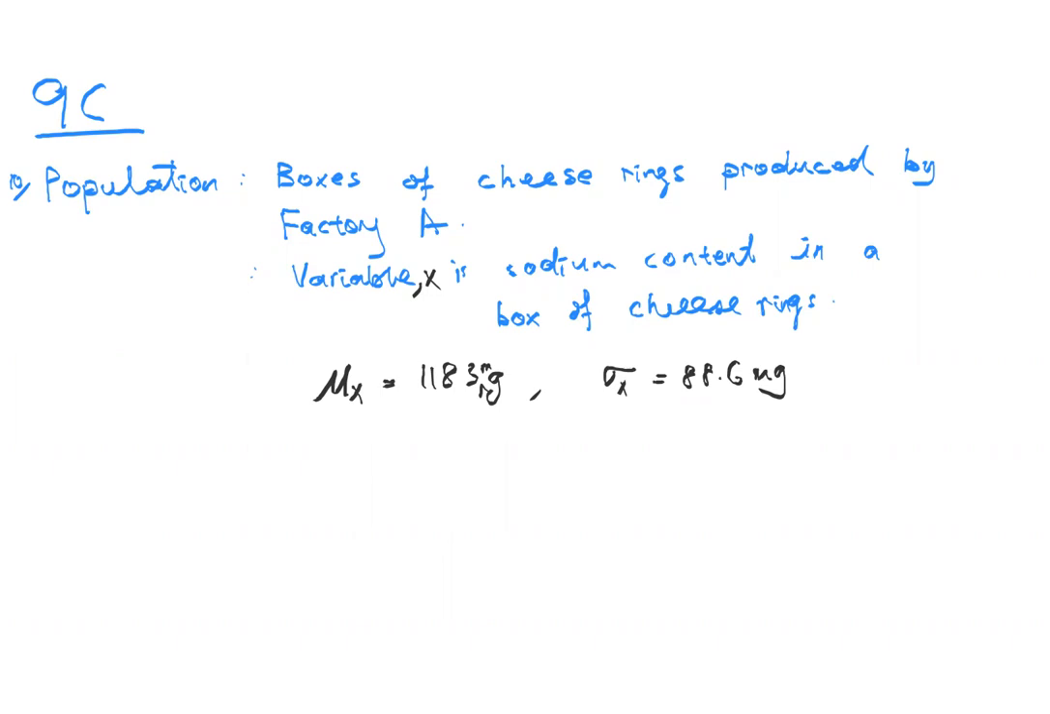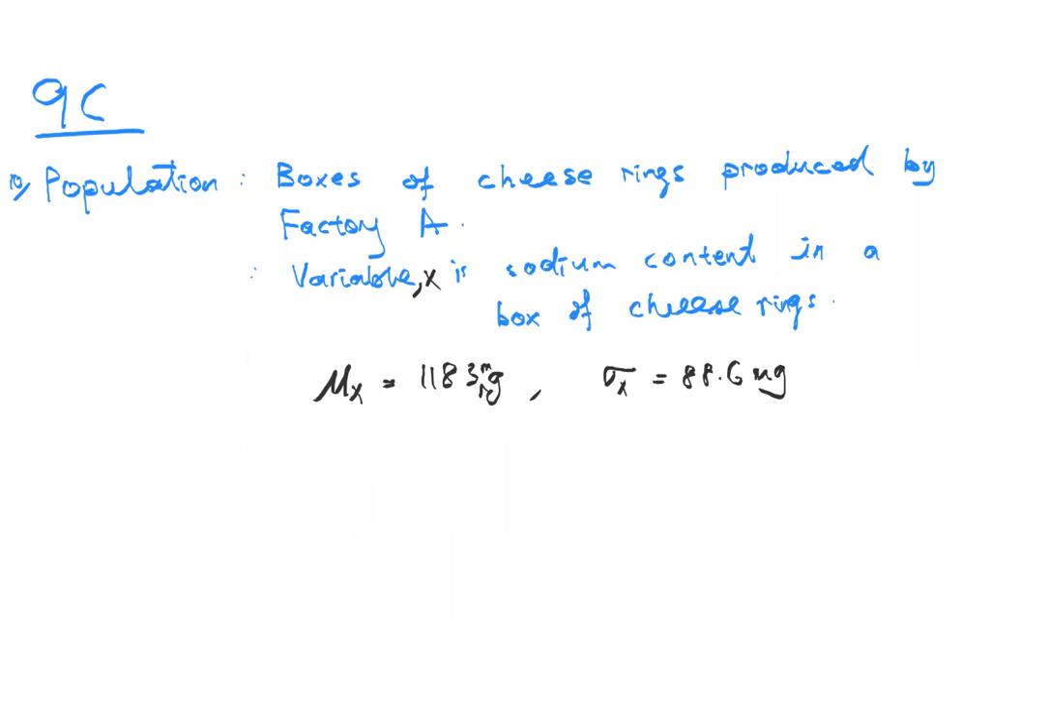Okay, for this scenario, I can have a few variables of interest about the population. I can talk about the weight of a ring. I can talk about the number of cheese rings in that packet. I can talk about the weight of a box. And I can share the sodium content. Okay, so can I not?